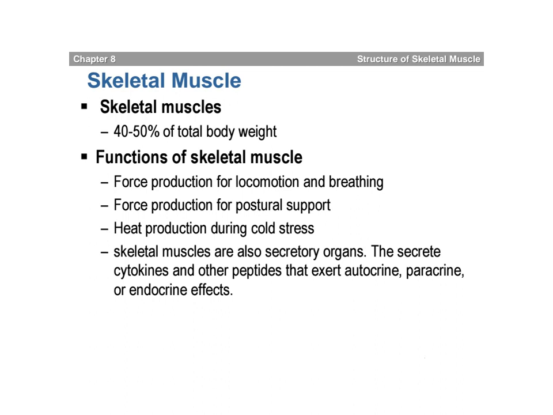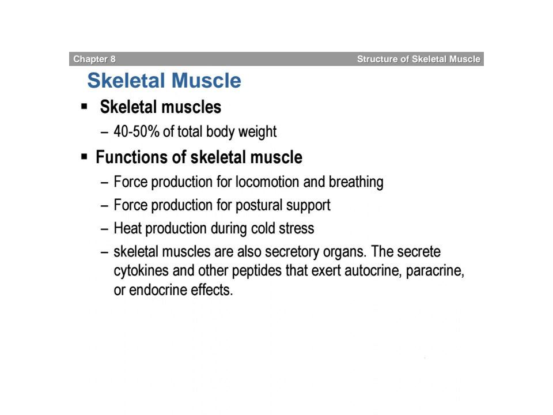They have various functions. There's force production for locomotion and for breathing. Skeletal muscles are voluntary. So any kind of muscle where you can voluntarily control would be skeletal muscle. Force production for postural support. Skeletal muscles are used for heat production during cold, so for shivering.